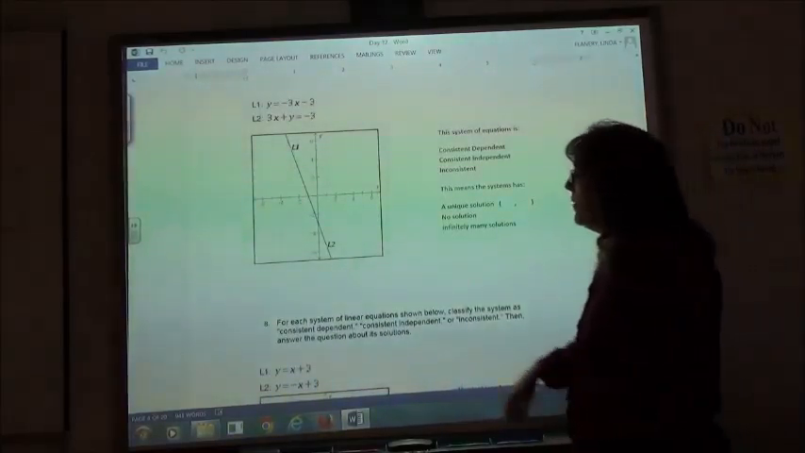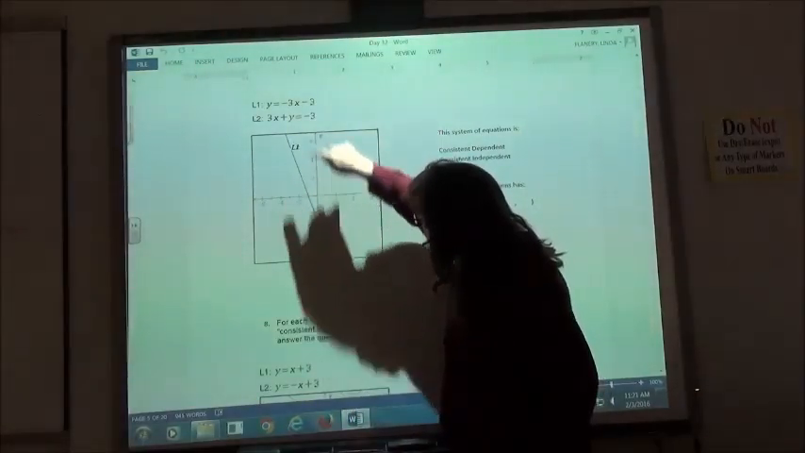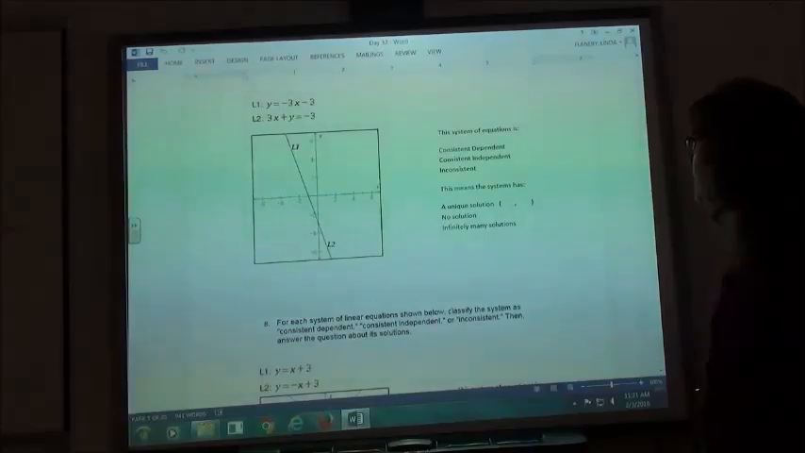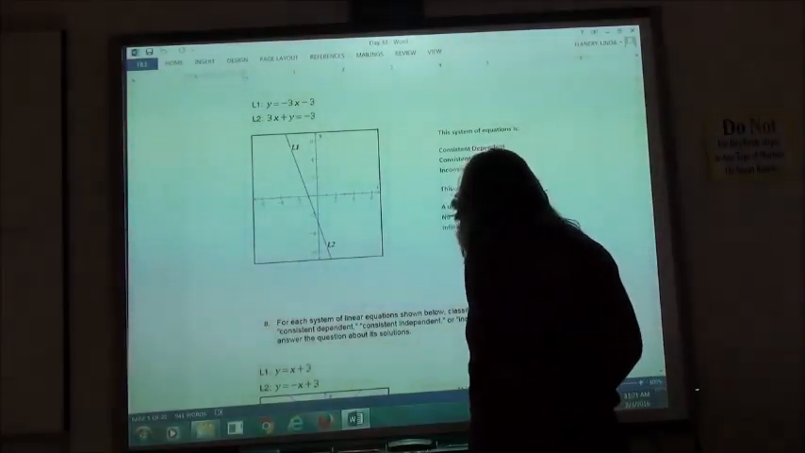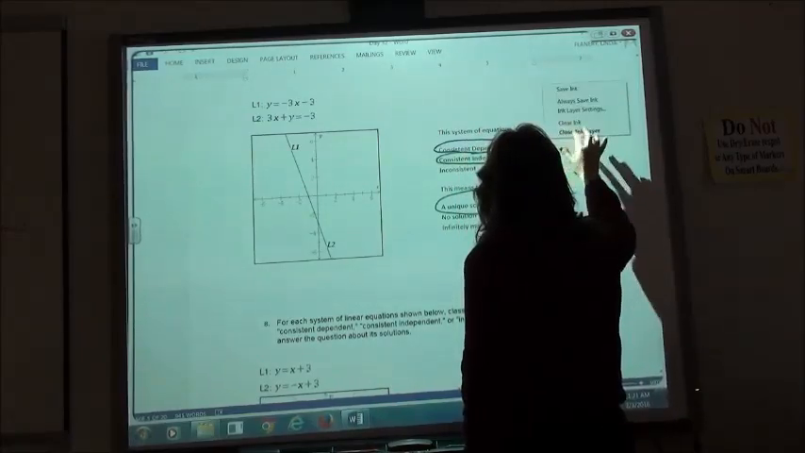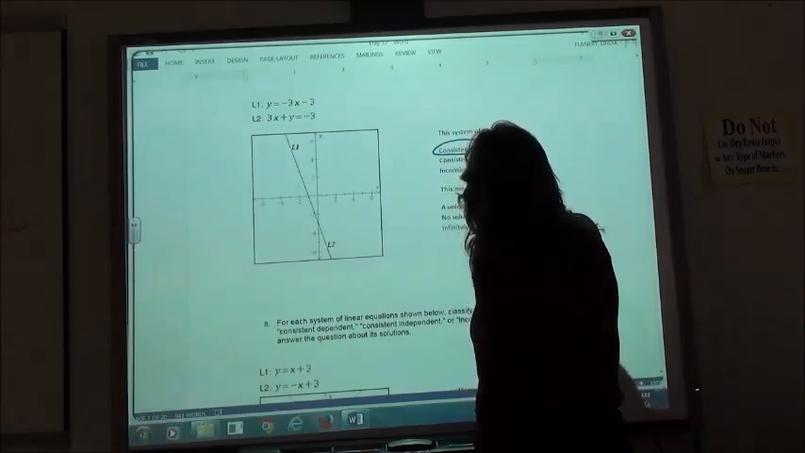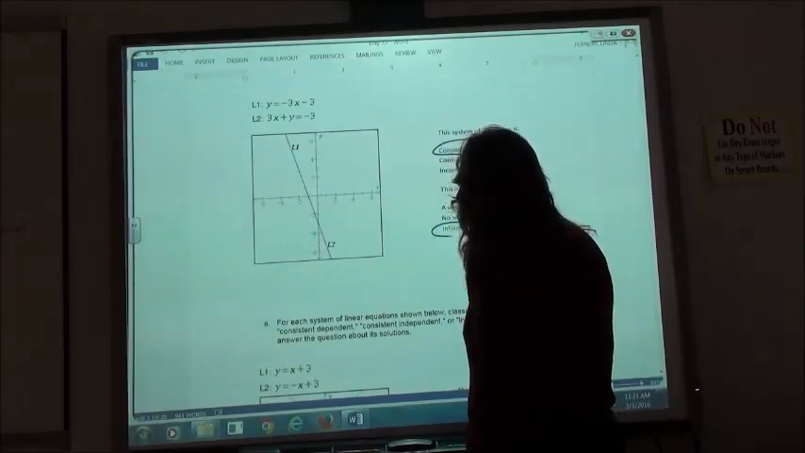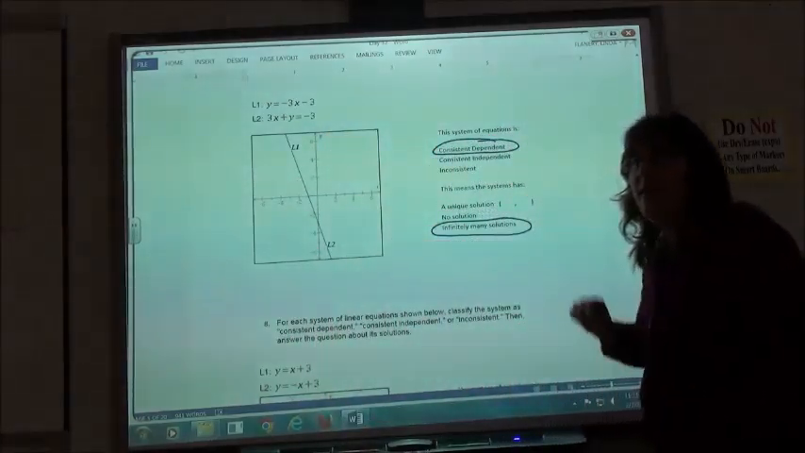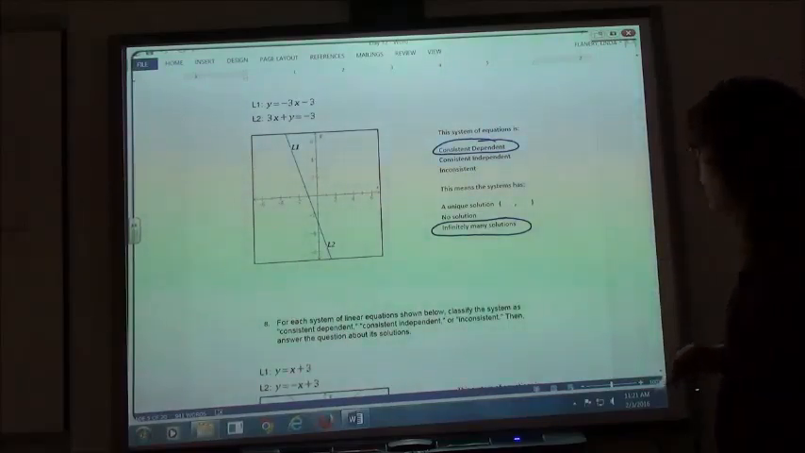The third one, that's the one where it says line 1 and line 2. I have two separate equations, but if I rearrange my equations, they'd be the exact same thing. Those are the ones that they call consistent dependent. Consistent dependent, they're going to have infinitely many solutions because every single point on line 1 is going to be on line 2 since they're the same line.